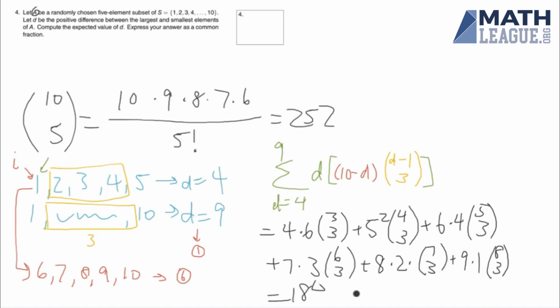So the sum of all values of D over these 252 sets is 1,848. Over the 252 sets, that means that our expected value is 1,848 over 252, which expressed as a common fraction gives us 22 over 3. And that is our answer for target 4.